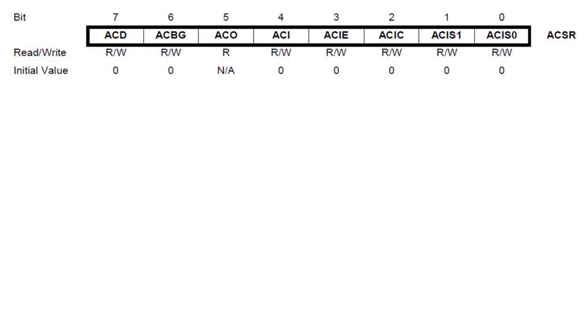When this bit is written logic 1, the power to the analog comparator is switched off. This bit can be set at any time to turn off the analog comparator.